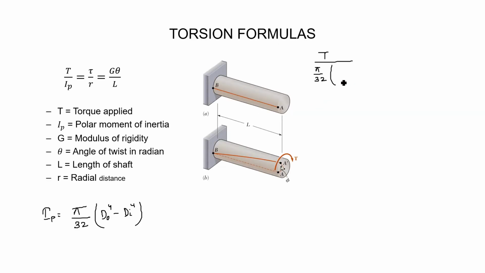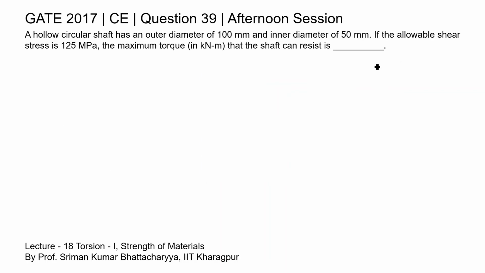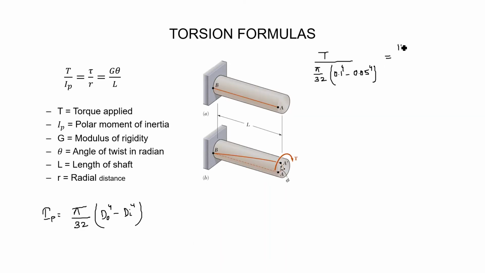So this will be pi by 32 into 100 mm, that means 0.1 meter to the power 4, minus 50 mm, that is 0.05 to the power 4, is equal to the shear stress. The allowable shear stress applied is 125 megapascals. It means 125 into 10 to the power 6 pascal, that is Newton per meter square.